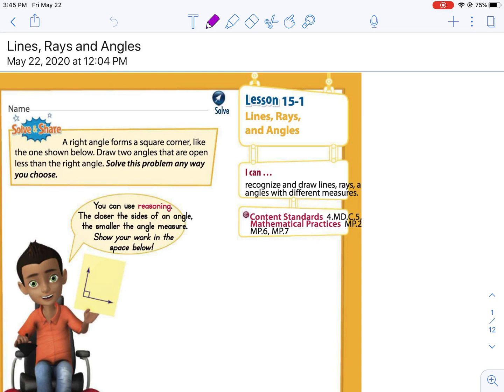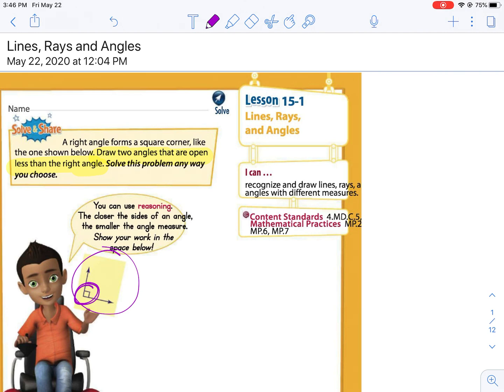So first of all, this is about finding angles. They want us to draw two angles that open less than a right angle. So we know that this is a right angle right here because it looks like the corner of a book or a piece of paper. And also this right here is a dead giveaway that it's a right angle. So now I want you to stop the video and try writing or drawing two angles that are smaller. So turn it off, and then you can come back and see if you've got the same thing.